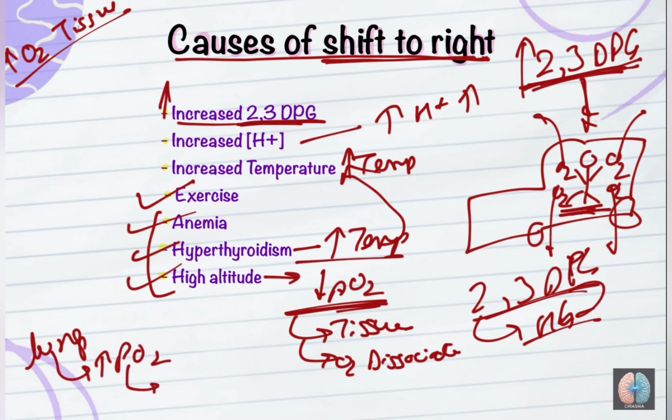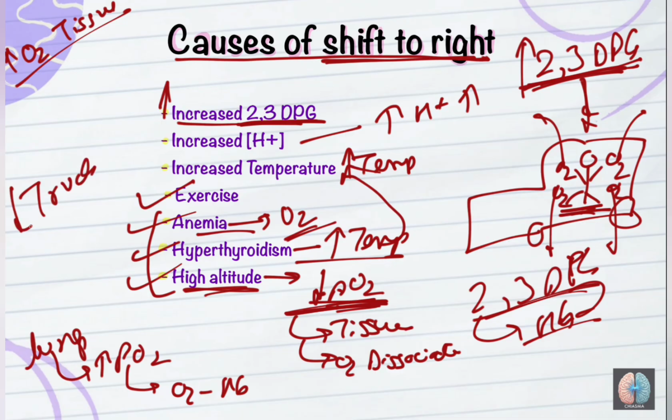So oxygen binds to hemoglobin, but at the level of tissues, PaO₂ is low. So at high altitude also PaO₂ is low, so the oxygen dissociates. And in anemia, since we have less hemoglobin, we have less blood, so the body needs to deliver more and more oxygen to the tissues. We have less trucks, right? Trucks or the e-rickshaws are less.